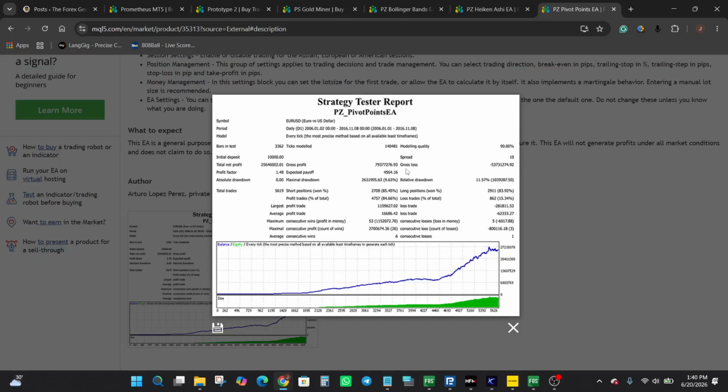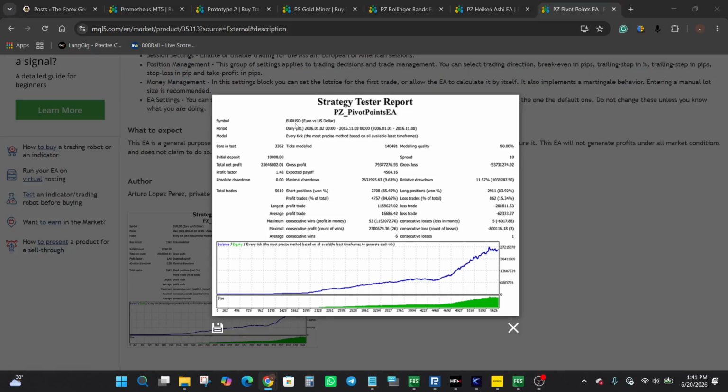So here I can see that the provided tester report shows that the EA was tested on EURUSD on the daily time frame between 2nd January 2006 and 8th November 2016. The initial deposit is $10,000 and the total net profit is over $25.6 million. Total trades taken 5,619, out of which 4,757 were profitable, giving us an 84.66% win rate. The largest profit here was over $1.1 million.